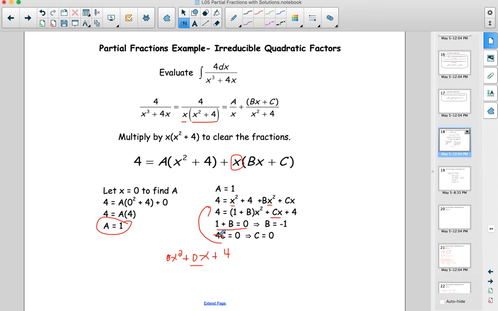I'm going to cross that off. That should just say that c needs to be 0. There should not be a 4 there. So c needs to be 0. And now b is negative 1.